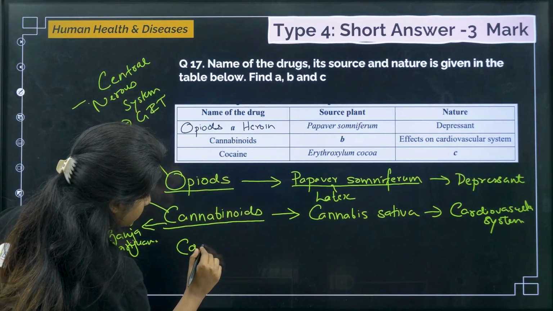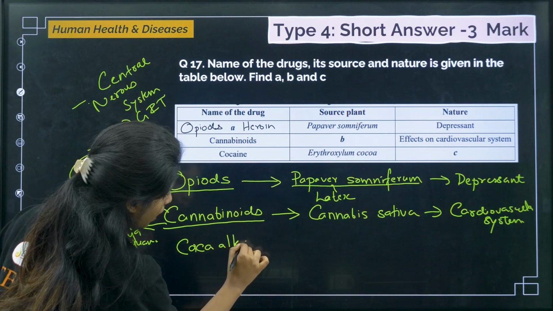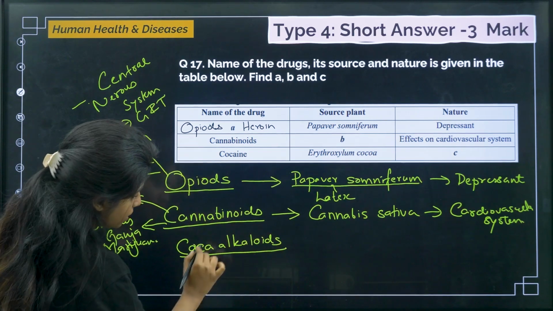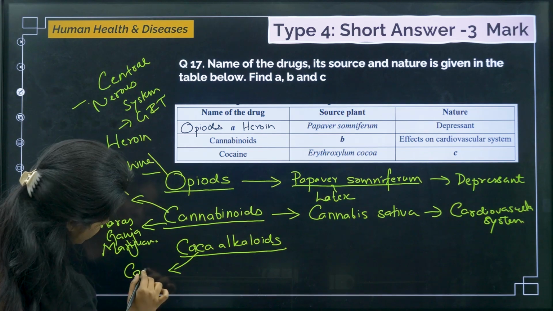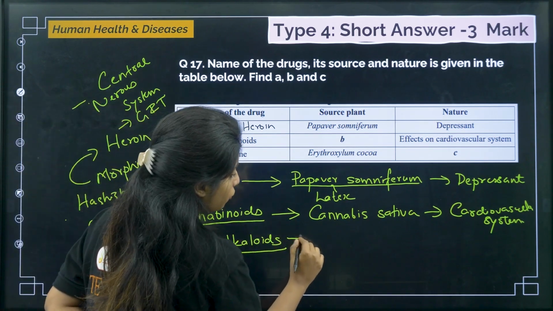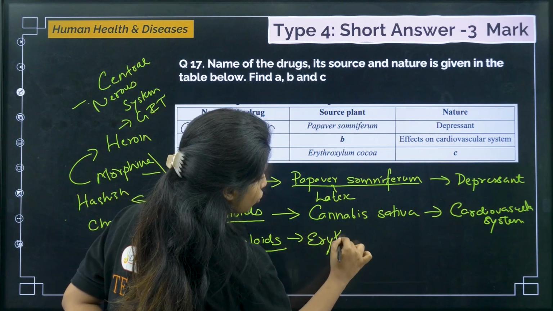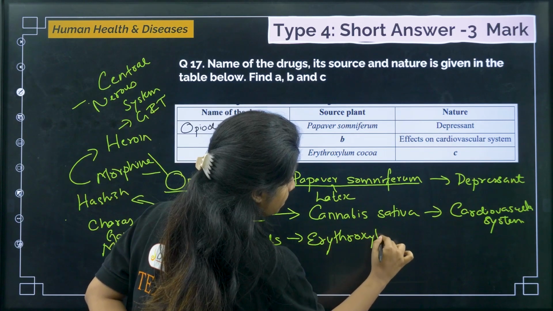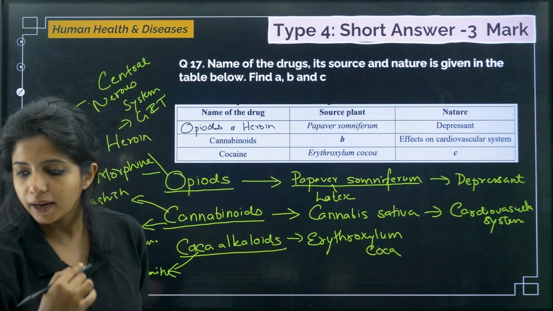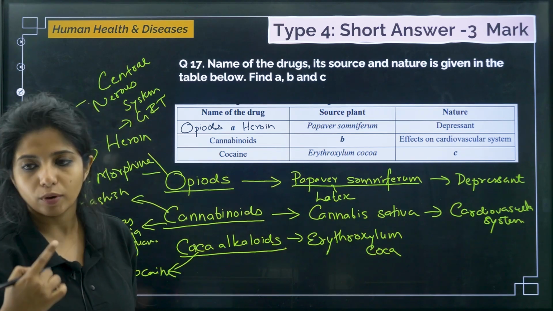Now the next thing is coca alkaloids. That is the next category. In this comes the next drug, which is known as cocaine. You might have heard of it, right? And cocaine, you get it from the plant Erythroxylum coca. You have to remember the names of the plants. Again, in that format also questions will be coming.